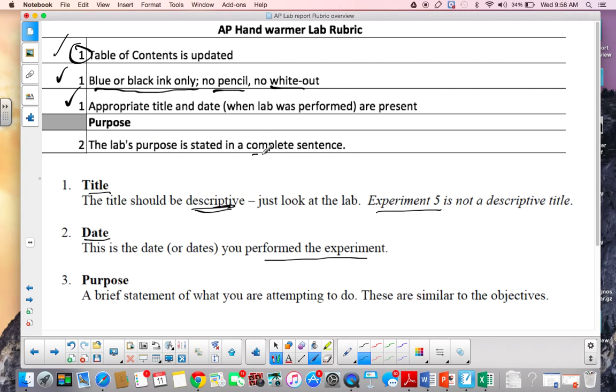Purpose. The purpose is stated in a complete sentence. It's basically a real brief statement, it should be one sentence, real specific, and look at the objectives of the lab. It should be pretty obvious when you walk into a laboratory that you know pretty much exactly what you're doing. And you should be able to state that in a quick, specific sentence. You get 2 points for that.